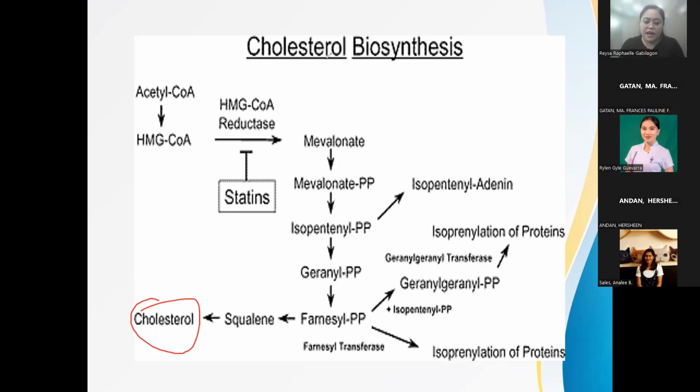So if you eat a lot at night, class, it will be produced first. Okay? So this is the pathway. Acetyl coenzyme A will become HMG-CoA, again, 3-hydroxy-3-methylglutaryl coenzyme A. And then we need this enzyme to become mevalonate. So this is the class, the rate limiting step.